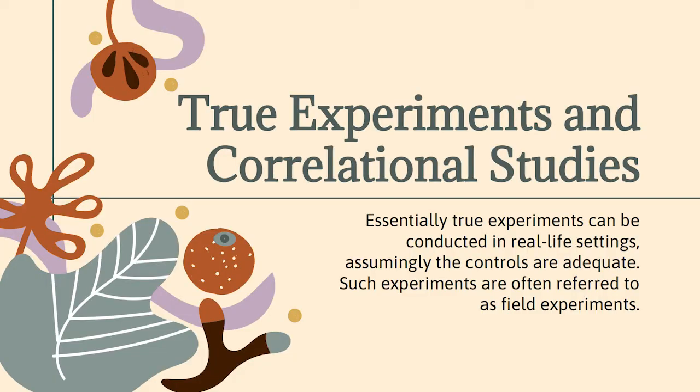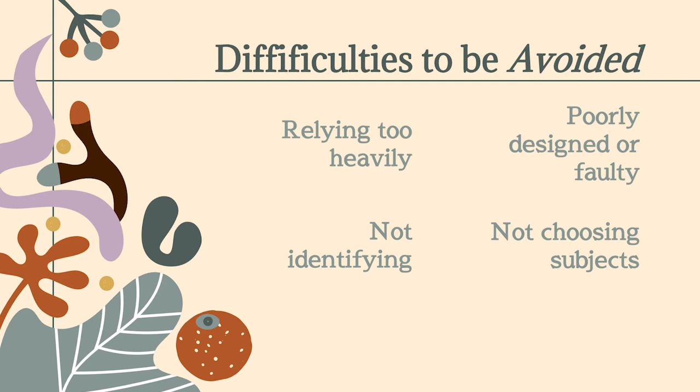True experiments and correlational studies. Essentially, true experiments can be conducted in real-life settings, assuming the controls are adequate. Such experiments are often referred to as field experiments. Difficulties to be avoided. In order to design an experiment that will be as reliable and valid as possible, the researcher should attempt to avoid the following.